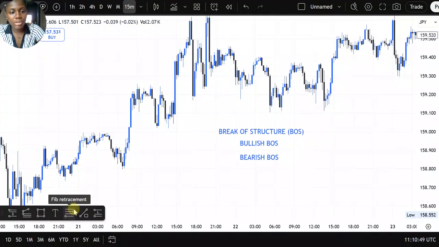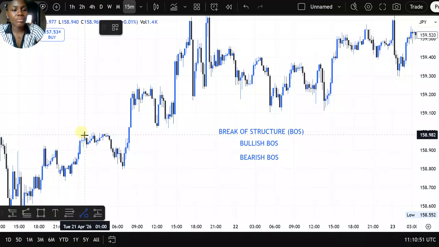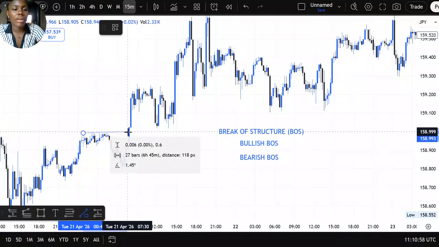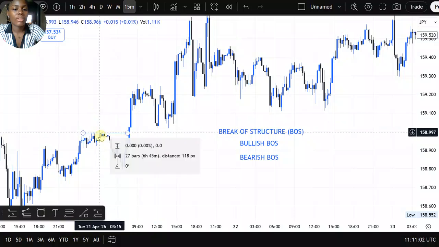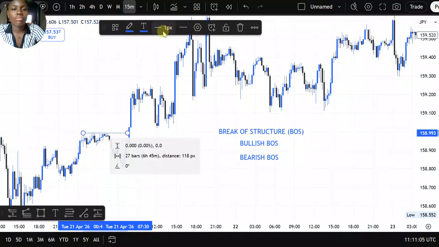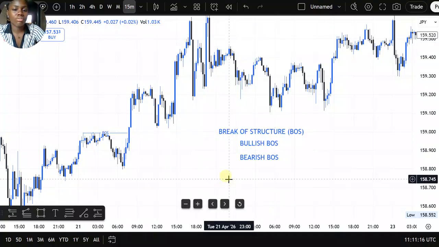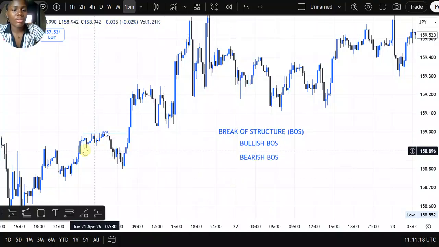Let me show you this. So here is a high. You just mark all of it. It just helps you stay in track. And here's a high. Mark it. There we have a break of structure. We already know what the trend is, so you just have to do this. And here we have another.